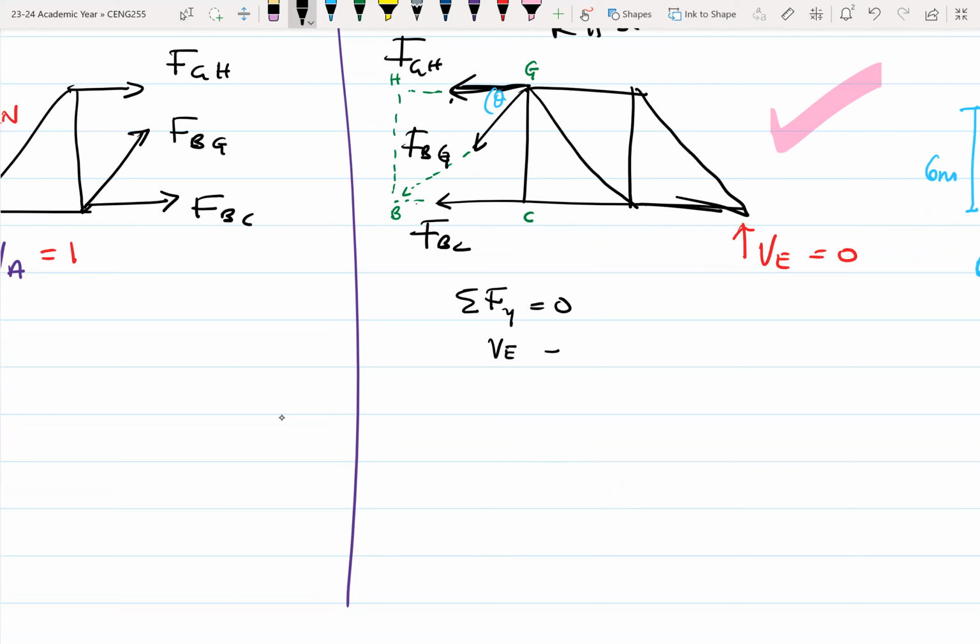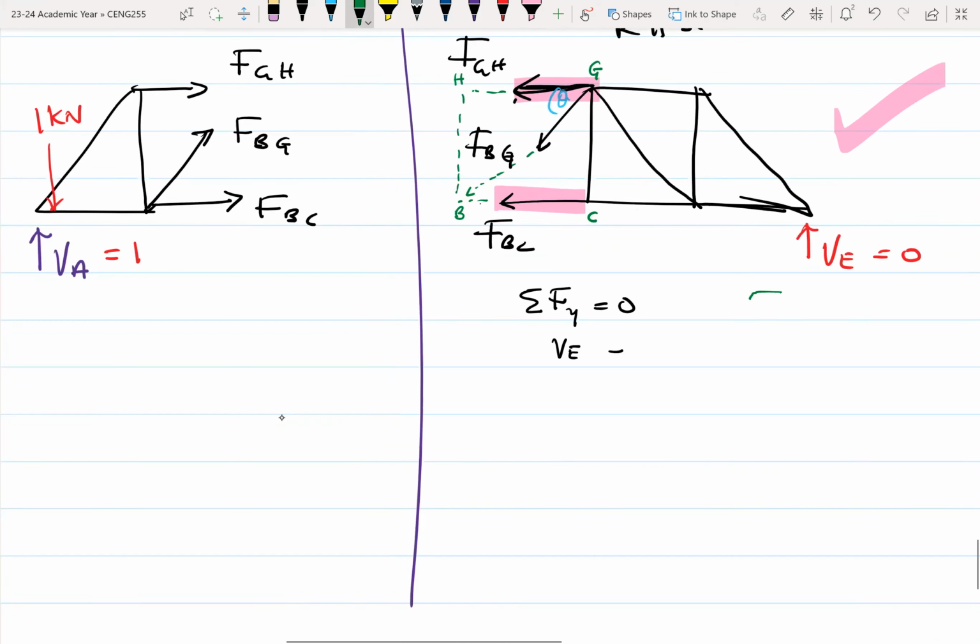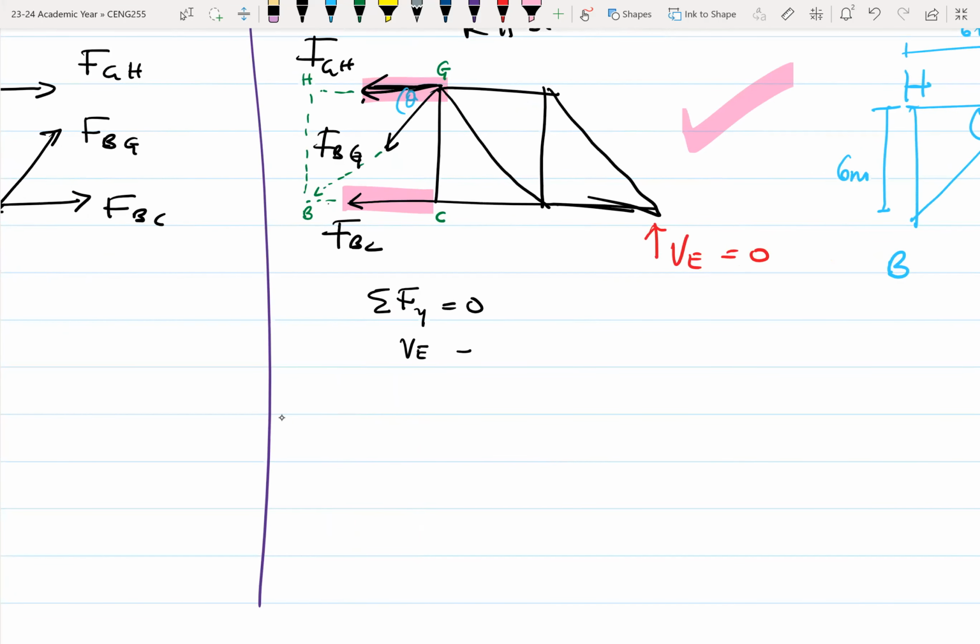So if we take this load, FGH and FBC are horizontal loads, all right? They are strictly horizontal loads, so they will not have any vertical component. But FBG, so this is our FBG, is in this direction. It means that it would have a vertical and a horizontal component.